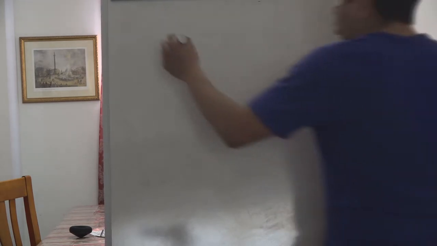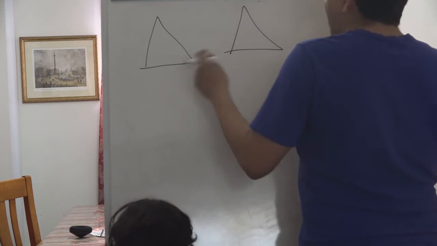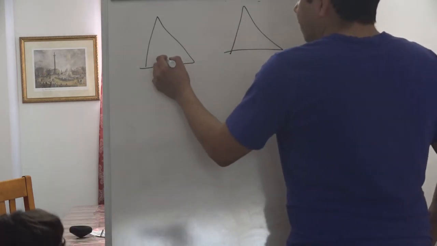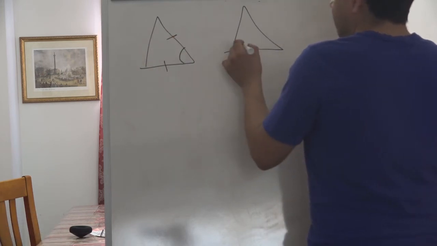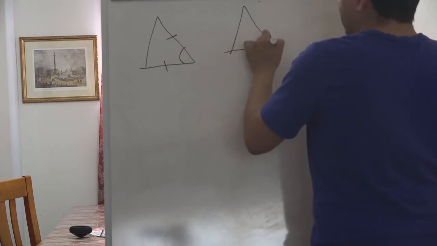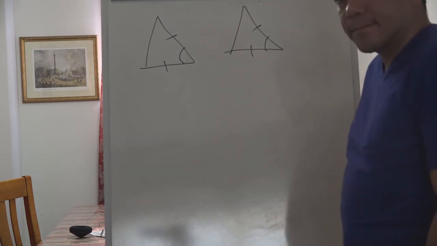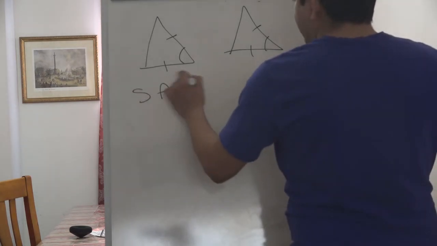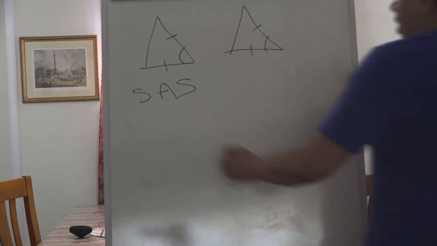Alright, so I'm going to draw two triangles, always two triangles, okay? And I want you to tell me how are they congruent. How are they congruent? They are congruent, exactly, they are congruent by side, angle, side. Okay, so let's do another one.